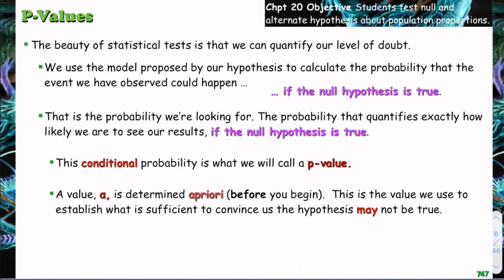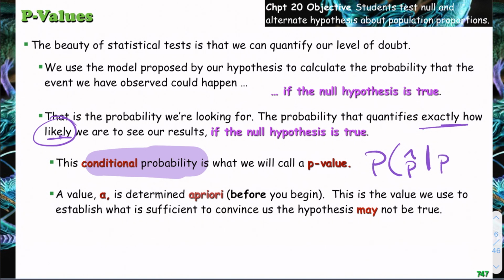And so this p-value that we're talking about, that is the probability we're looking for, the probability that quantifies exactly how likely we are to see the results that we got if the null hypothesis is true. So this is a conditional probability, and that's what we call the p-value. This conditional probability is the probability we get our sample proportion given our true proportion is that case. We've talked about conditional probability. The last time we've seen that was probably in chapter 15.